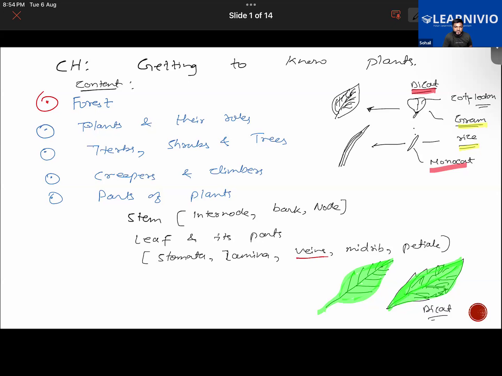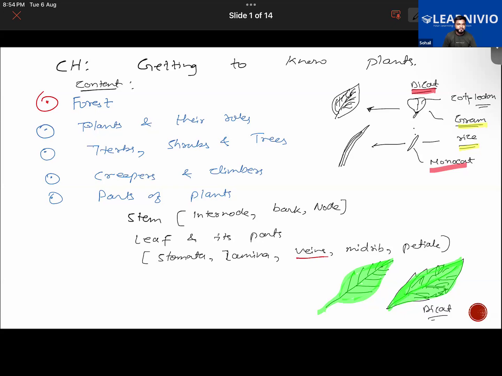Have you guys seen the leaves of the rice plant? No, sir. Okay, haven't been to a forest. I mean, to a cropland. No, sir. Okay, no worries. But if you happen to visit a farm, a cropland, and see the rice, the rice would be having leaves like this, and the veins in the leaves would be parallel.